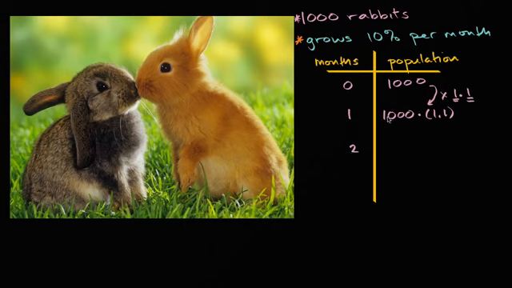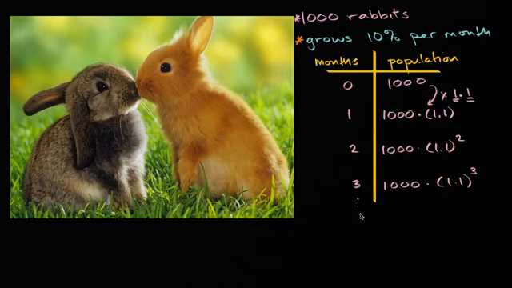Now let's think about what happens as we go to month 2. Well, it's going to be the population that we had at the beginning of the month times 1.1 again. So it's going to be the population at the beginning of the month, which we have right over there, but then we're going to multiply by 1.1 again. Or we can just say that this is 1.1 squared. And I think you see a pattern emerging. After another month, the population is going to be 1,000 times 1.1 to the third power. We're just going to multiply by 1.1 again.